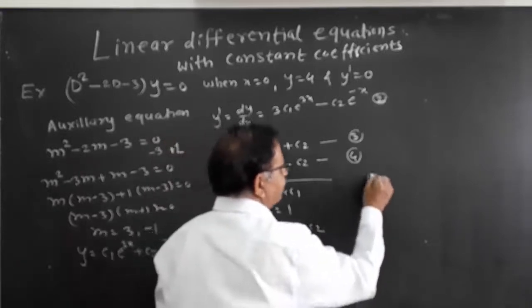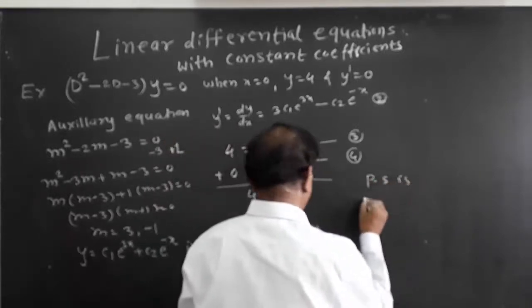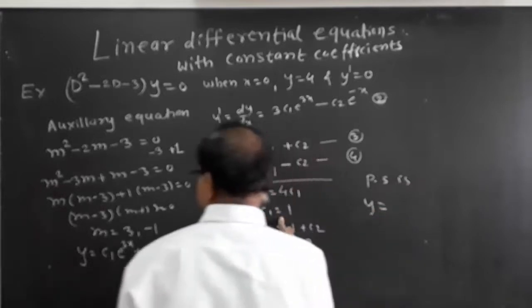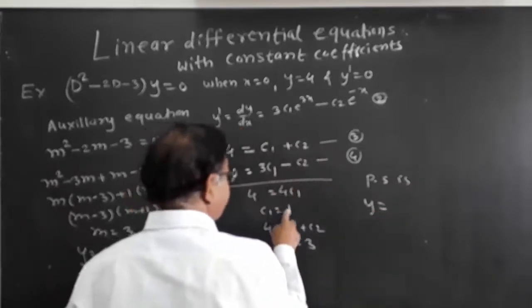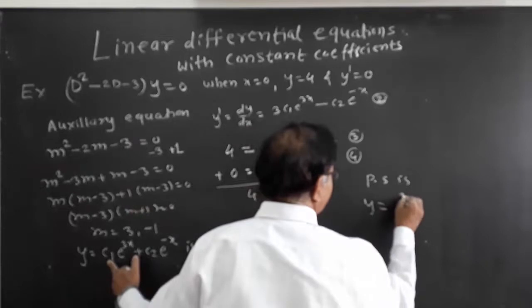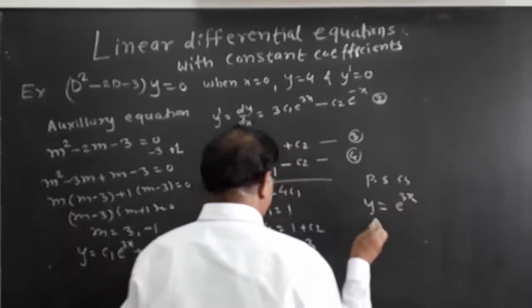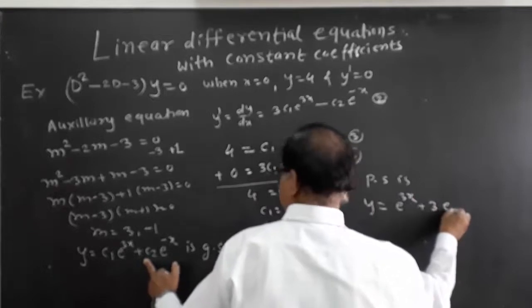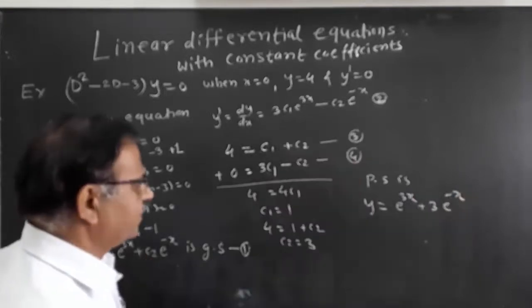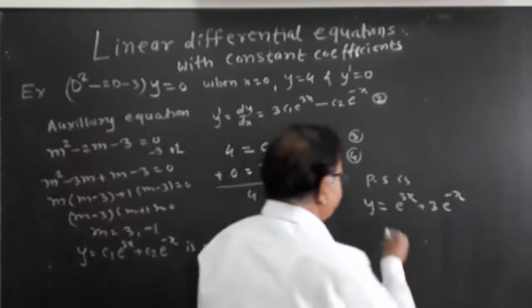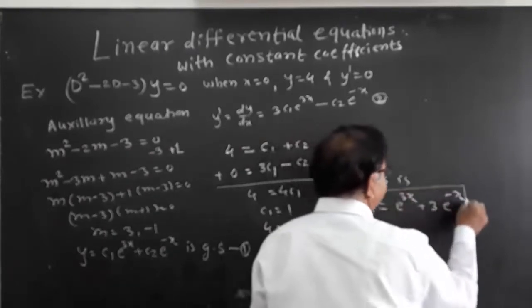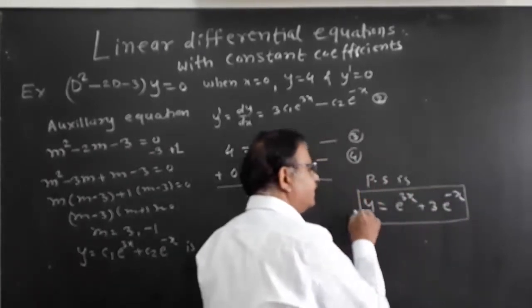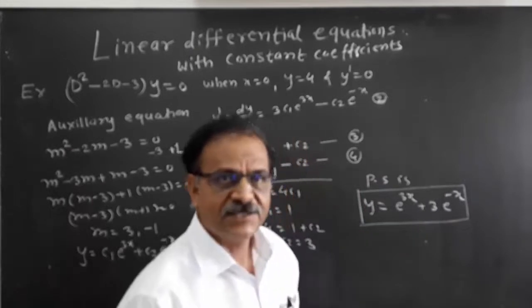Therefore, the particular solution is y equal to c1, that is 1, e raised to 3x plus c2, that is 3, e raised to minus x. Thus, y equal to e raised to 3x plus 3 e raised to minus x is the particular solution of the given differential equation.